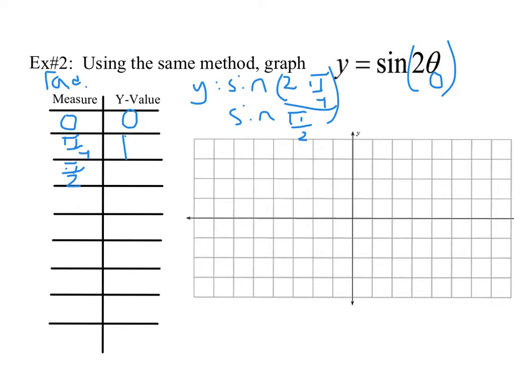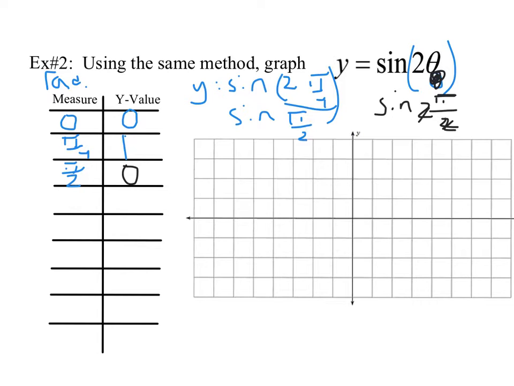Interesting. Changing colors. What happens if theta here wasn't 0, wasn't pi over 4, let's say it was pi over 2? So when I do pi over 2 times 2, the 2's cancel and I get pi. So now I need to figure out what the sine of pi is. The sine of pi is 0. Oh, this is very interesting.